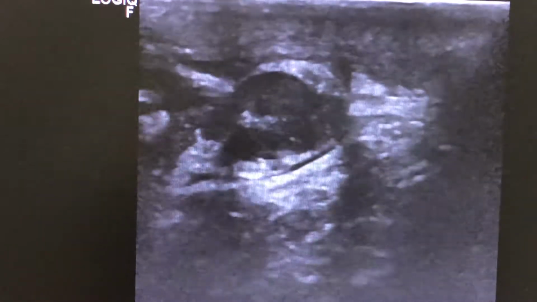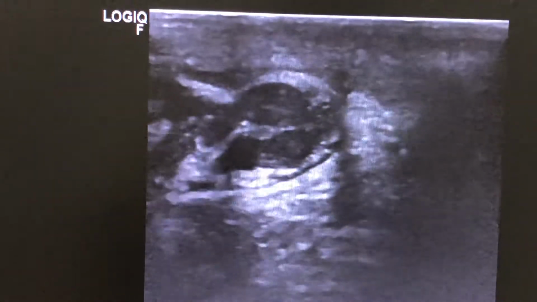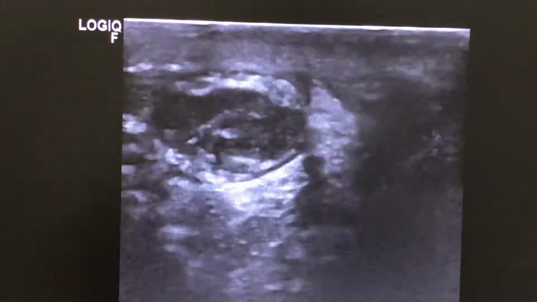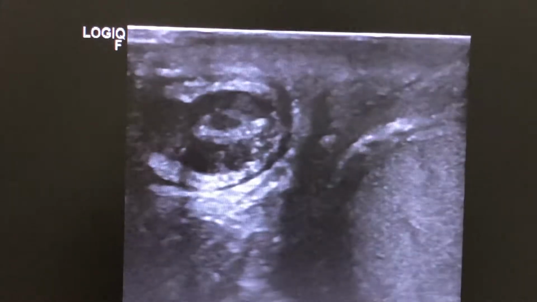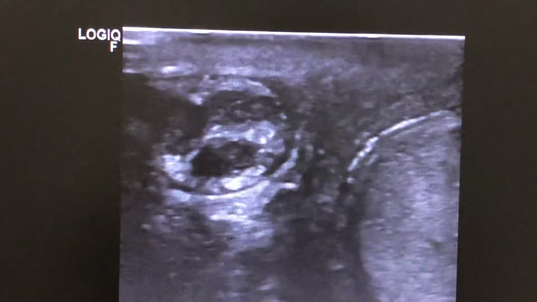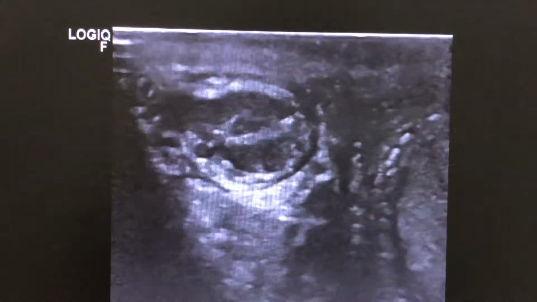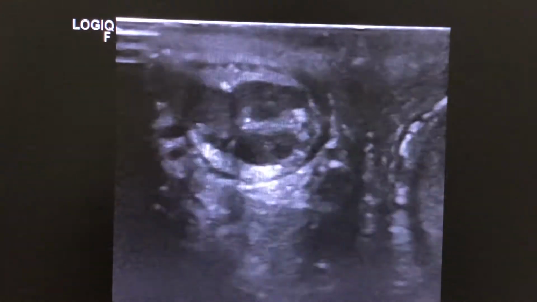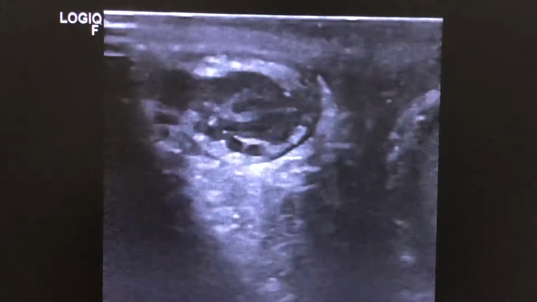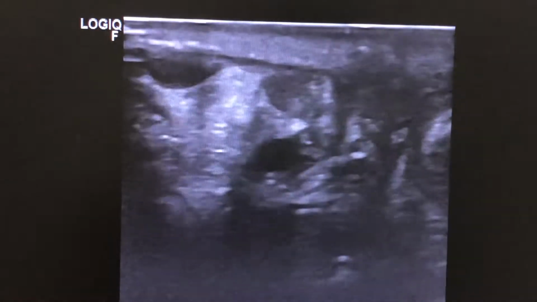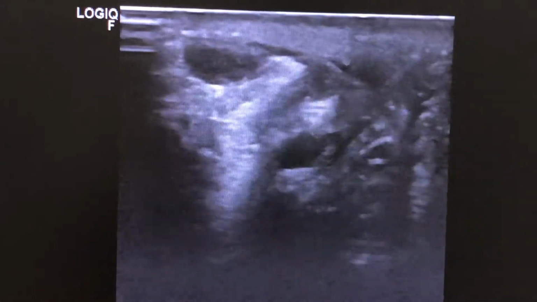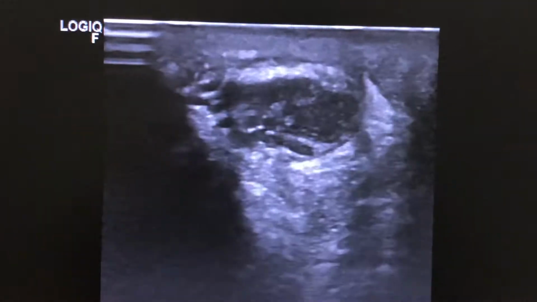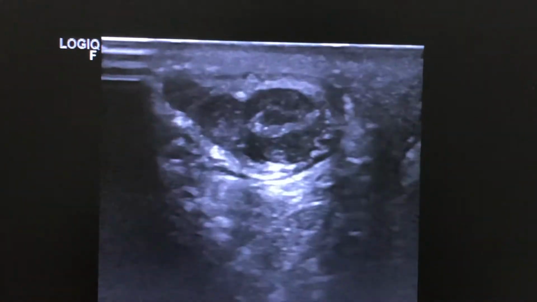You can see the texture of this right testis. It is very much ill-defined, and the margins of the testis are also thickened, hyperechoic, and inside the parenchyma is heterogeneous. There was no blood flow, and the testis has become small in size. So whenever you see this kind of testis, it is a shrunken testis with infarct.